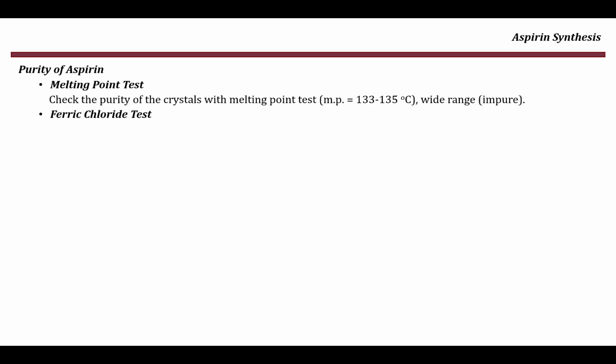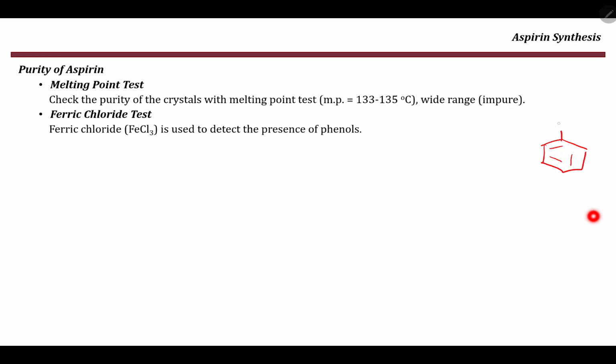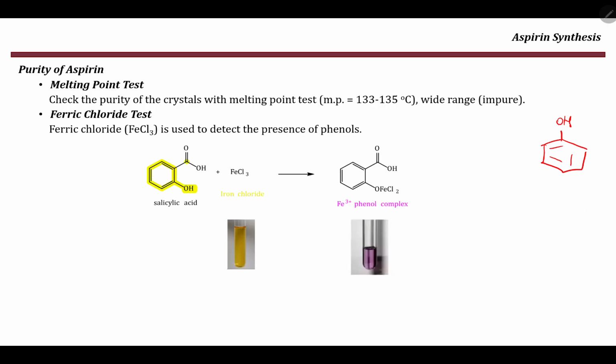The second way that can be used to check for the purity of acetylsalicylic acid is the ferric chloride test. The ferric chloride test is usually used to detect the presence of phenols. So usually the ferric chloride test is used to detect if we have the phenol group. Now, in this reaction, one of the byproducts or one of the things that can contaminate aspirin is the presence of salicylic acid, so unreacted salicylic acid.